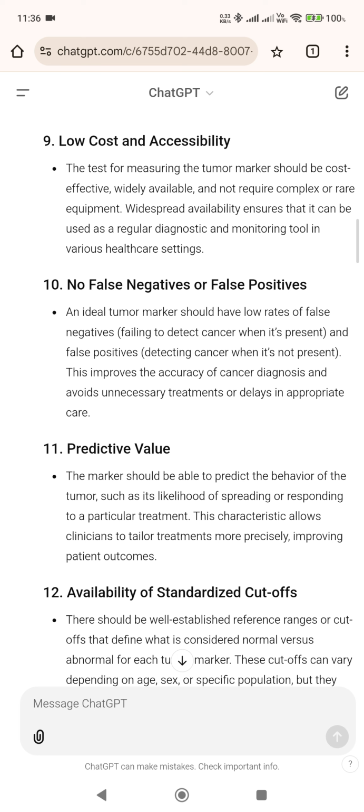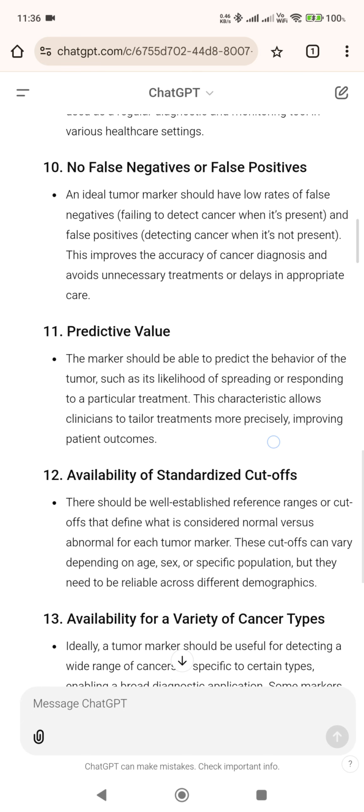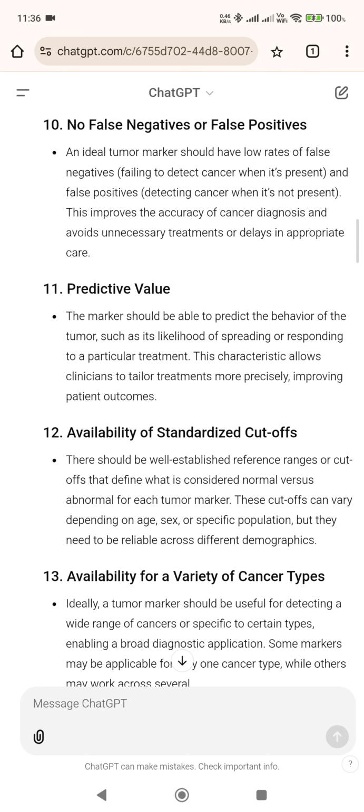10. No false negatives or false positives. An ideal tumor marker should have low rates of false negatives, failing to detect cancer when it's present, and false positives, detecting cancer when it's not present. This improves the accuracy of cancer diagnosis and avoids unnecessary treatments or delays in appropriate care.